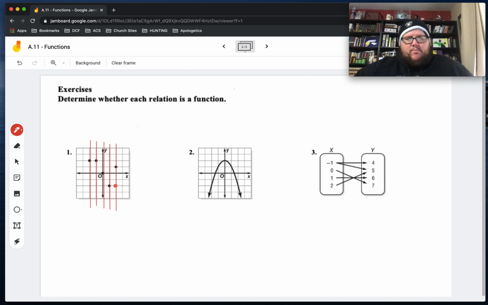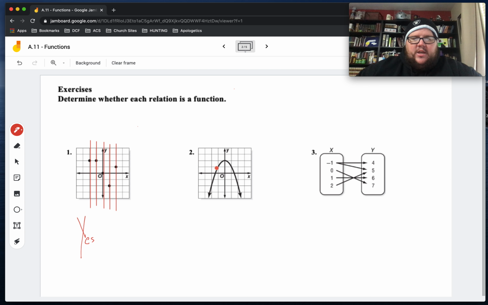So if you notice, my vertical line never went through more than 1 point, right? So yes, that is a function. Yes, function. Let's do here.